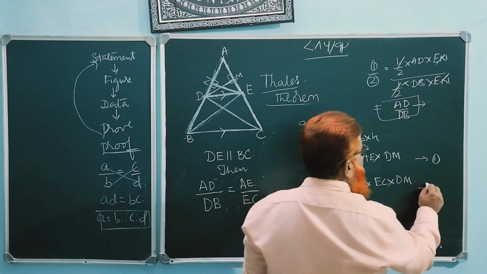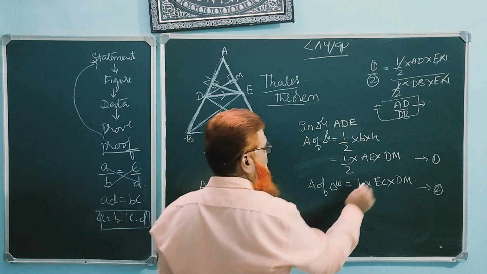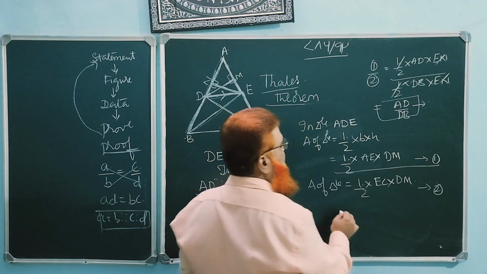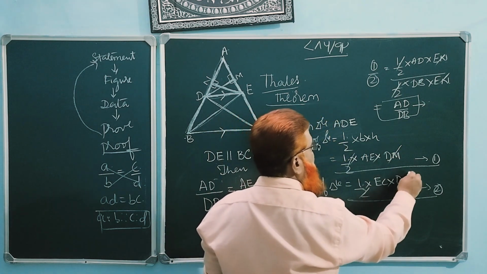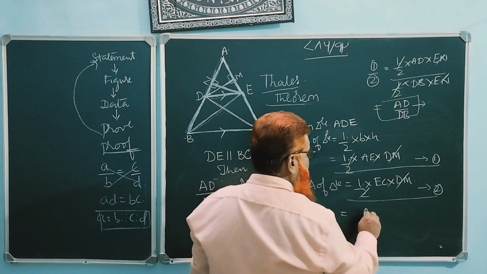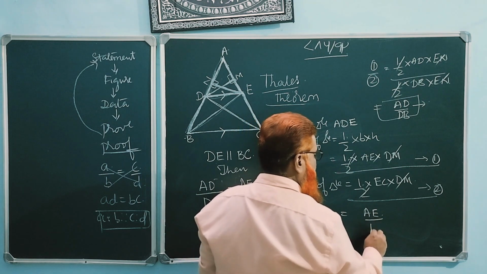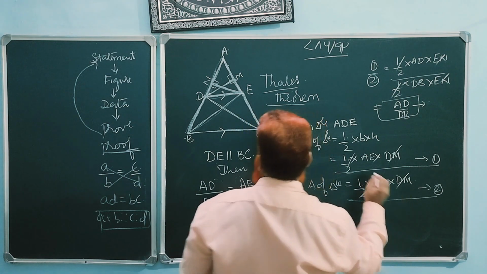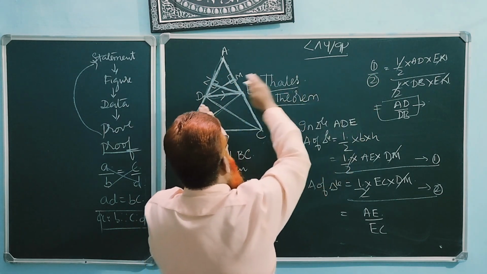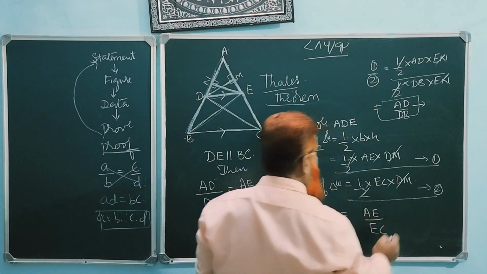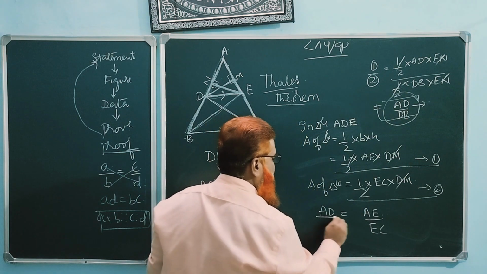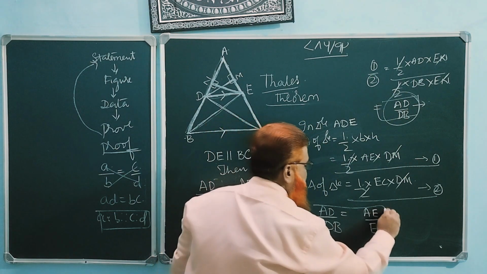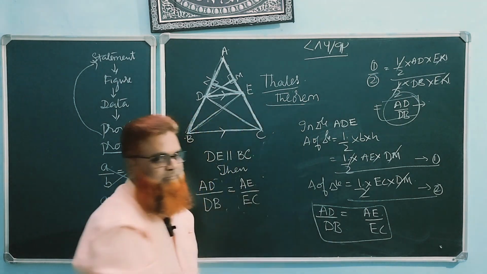Now see, you call it equation 2. Again dividing 1 by 2, half cancels, DM cancels, we get AE by EC. This is the right side of the triangle I have taken, it is AE by EC, and the left side of the triangle is AD by DB. Hence this is the proof of our theorem.